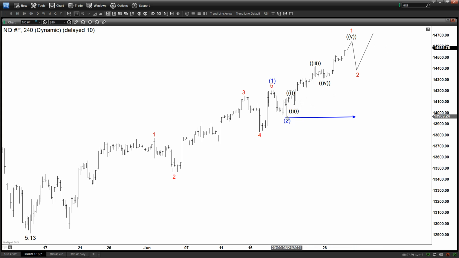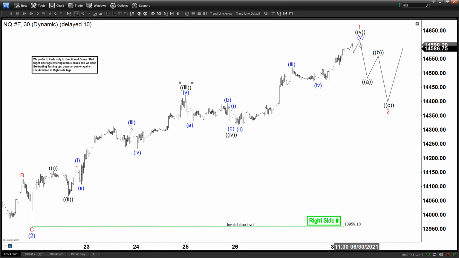So overall, we are looking for now the more aggressive view, calling for the index to continue to be bullish against this June 21st, and we should soon be completing this 5 waves up, and then get a 3-waves pullback. Then that 3-waves pullback should find buyers again, as long as we don't break below 13,959. As long as this pivot continues to hold, we should continue to extend to the upside. Alright, so that is the update for today in the Nasdaq.